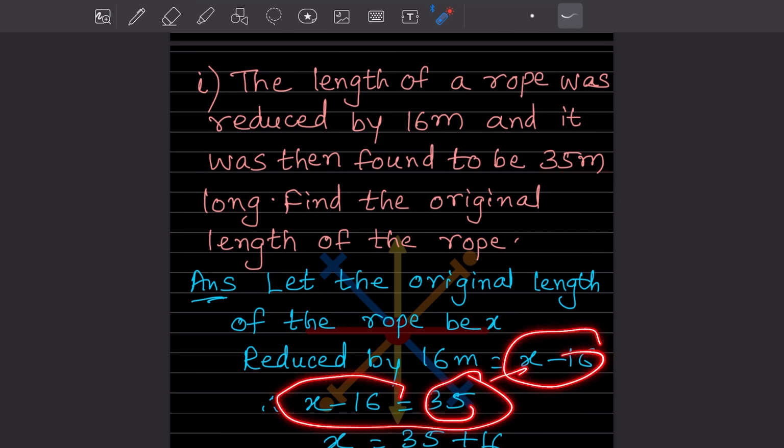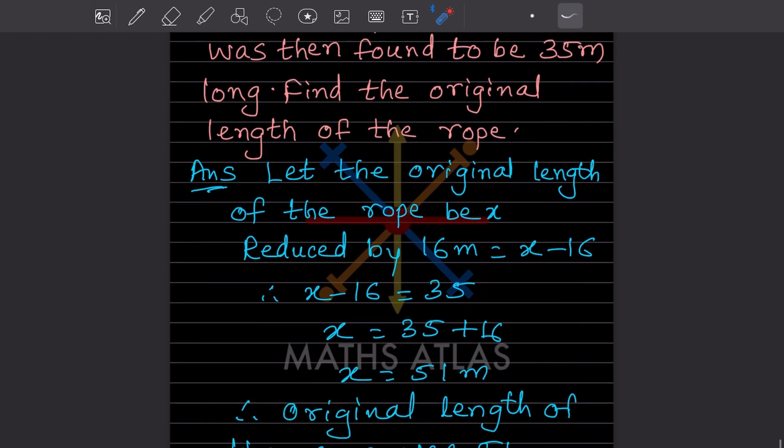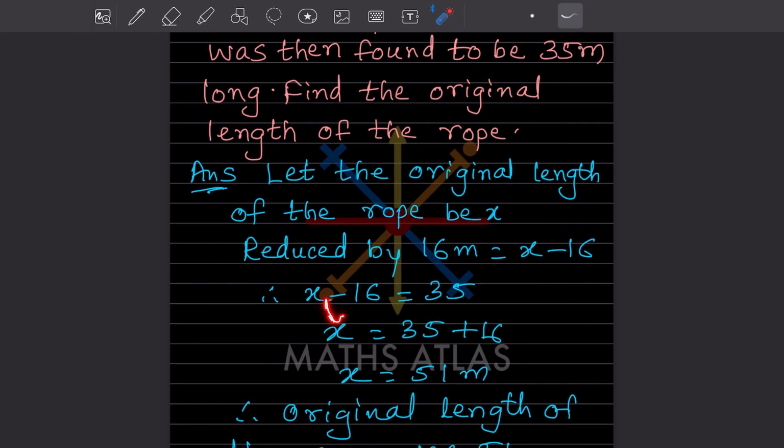So now solving this, what do we get? x as it is, 35 as it is over here. Minus 16 goes here, that becomes plus 16. So x is going to be, you add this, so we get 51. So that is what they have asked for, the original length. So original is x. So the original length of the rope was 51 meters.